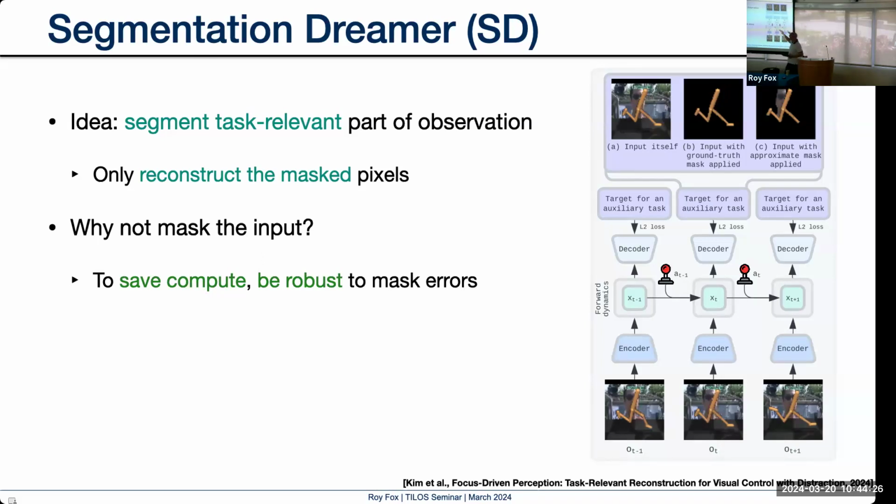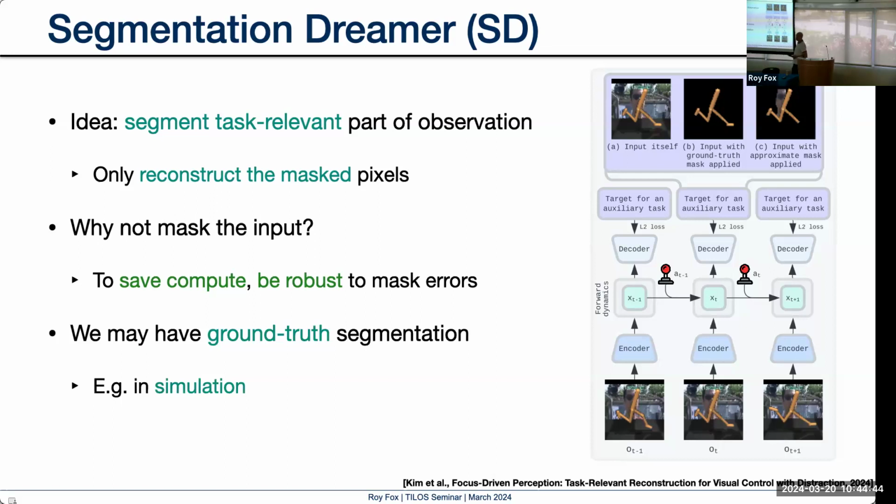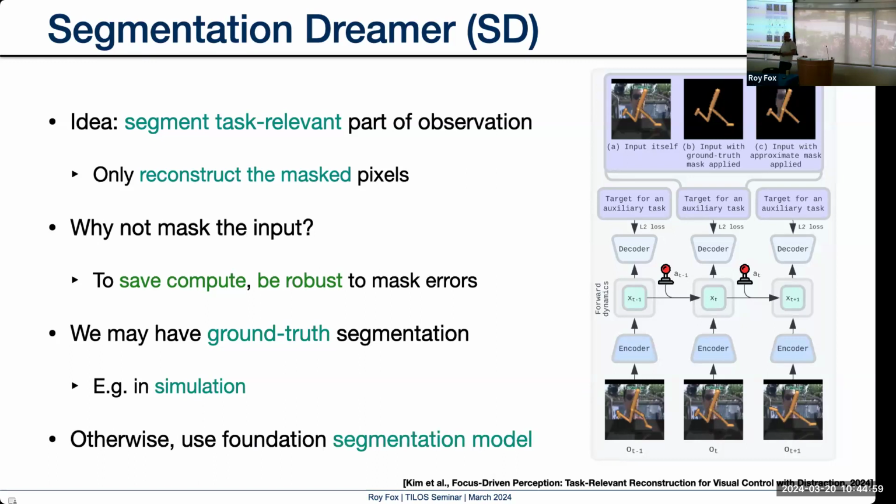We can also be more robust to mask errors, right? So imagine if we had a mask error and we apply it to the input. Now we'd be missing some of the input. We'll see an example of that later. We may have a ground truth segmentation, right? Maybe we're training in a simulation or for some reason, that might be a reason why we have the ground truth. And that's another reason to use it only for the reconstruction, so that we can use it in training and not need it at deployment. Otherwise, we can use a foundation segmentation.